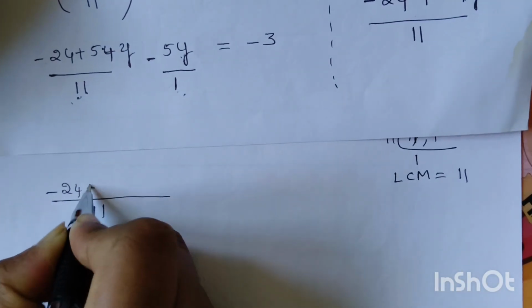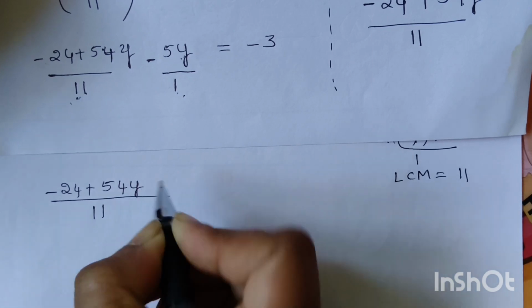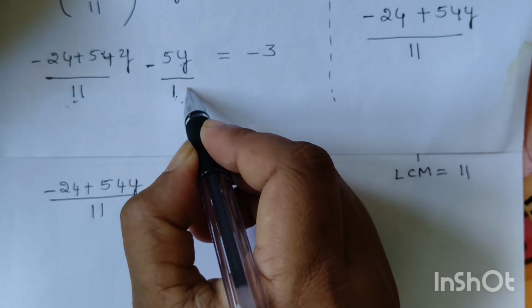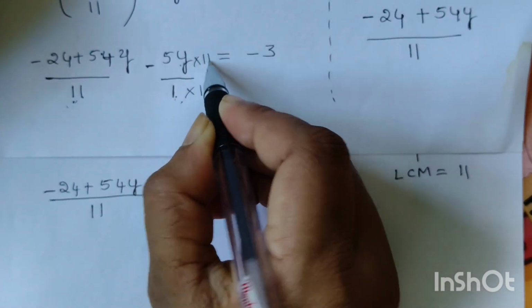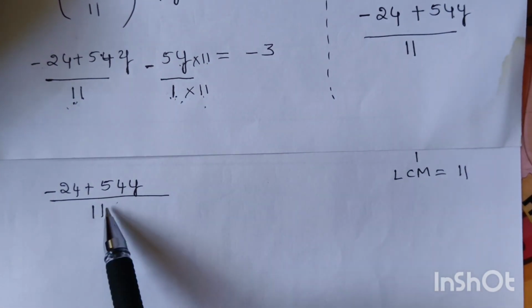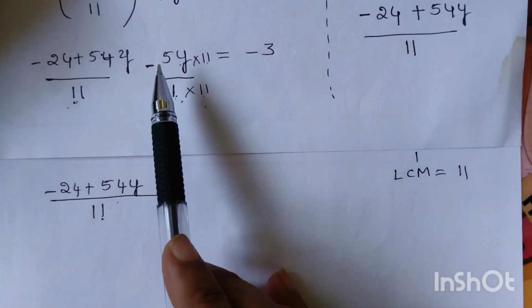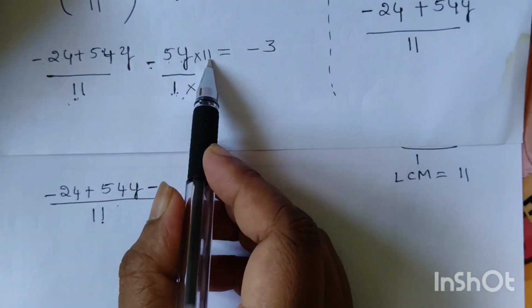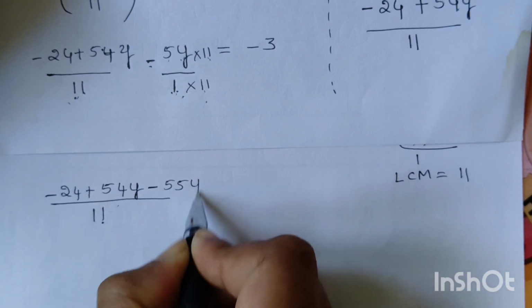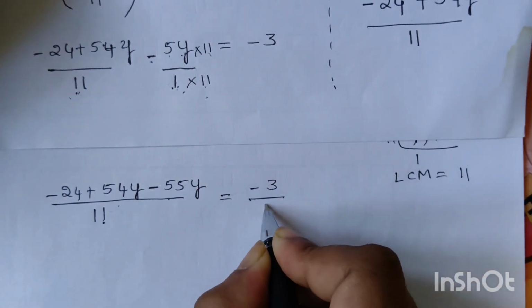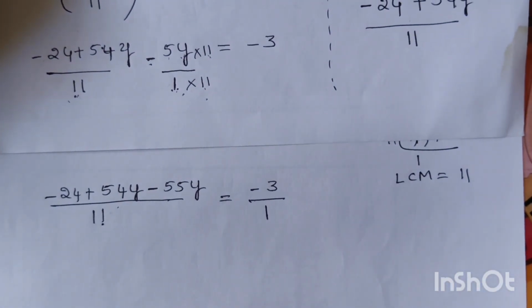Minus 24 plus 54y. Here, 1 is there. We have to equalize the denominator to 11, so let me multiply by 11 both the numerator and denominator. 1 into 11 is 11, already it is there. Minus, for this minus, let me write minus 5 into 11 is 55 into y. 55y is equal to minus 3. Here also nothing is in the denominator, meaning you can write 1. Now, let us cross multiply.